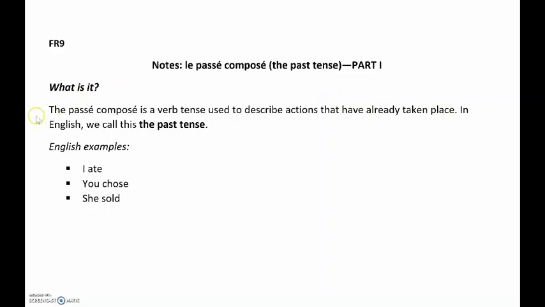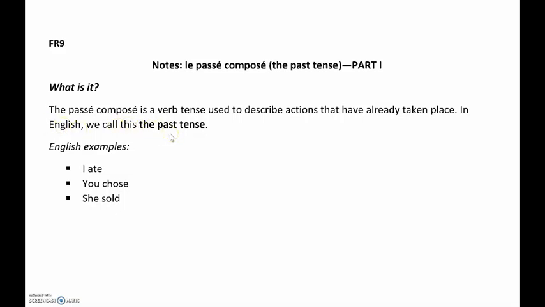As you can see here, the passé composé is a verb tense used to describe actions that have already taken place. Now, we've been dealing with writing sentences in the present tense, and we also learned earlier on this year how to write sentences in the future tense with the futur proche, to say we are going to do something. But in this lesson, we are going to learn how to write sentences in the past tense with the passé composé.